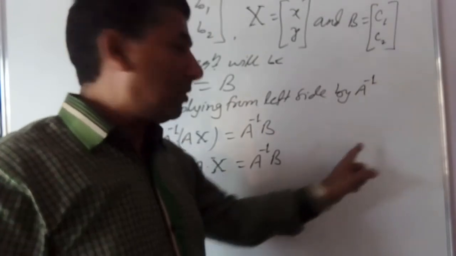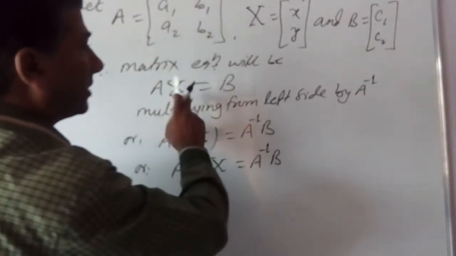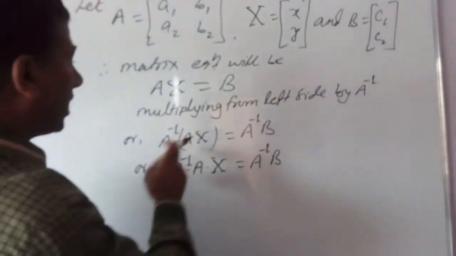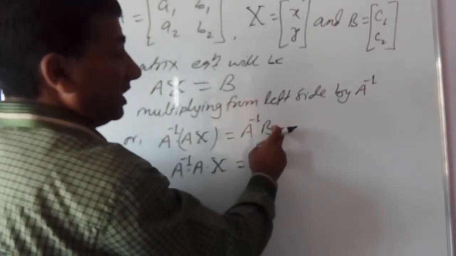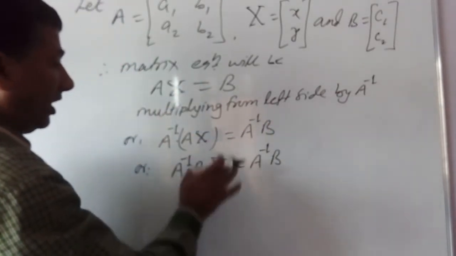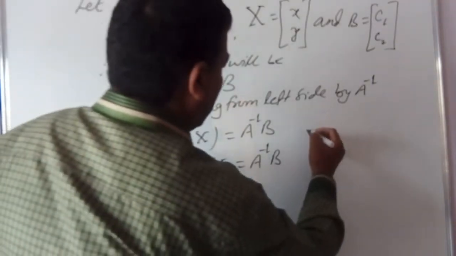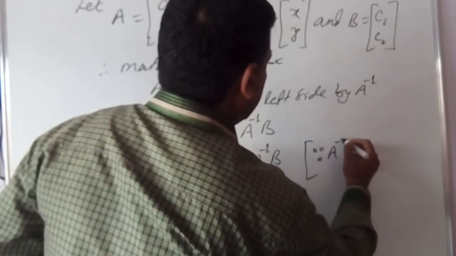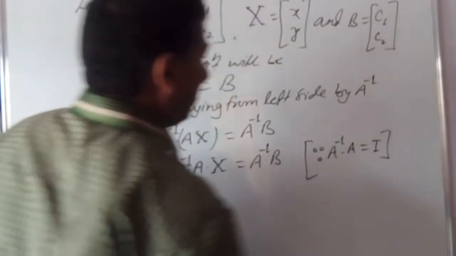Now why do we have to multiply from the left-hand side? I'll explain that. First I'll solve this, then after I'll explain why we need to multiply from the left-hand side, why not from the right-hand side, why we cannot write this A inverse on this side randomly. Okay, I'll explain this. Now this A inverse A, we have the formula A inverse A equals I, the identity matrix.